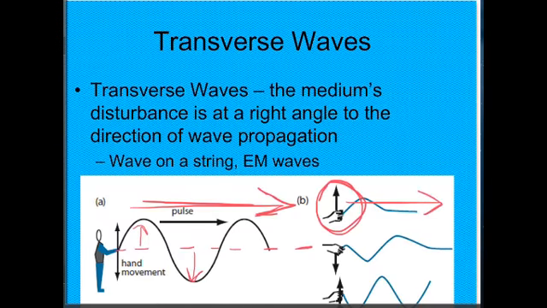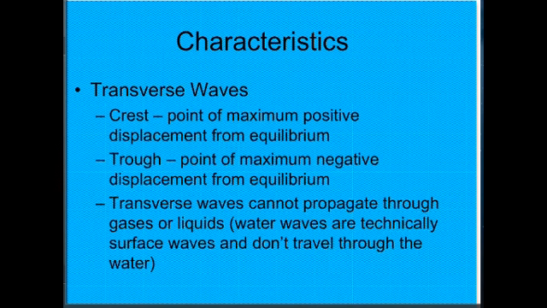So our definitions: the crest is the point of maximum positive displacement. The trough is the point of maximum negative displacement from equilibrium. The magnitude of those displacements should be the same, and they should be the same as the amplitude of the wave.